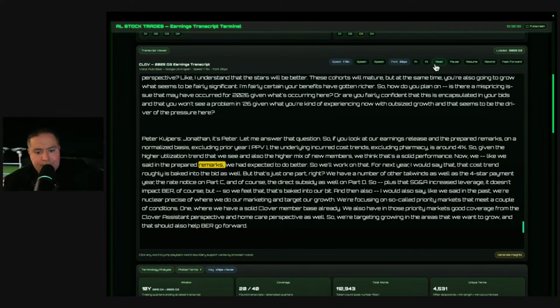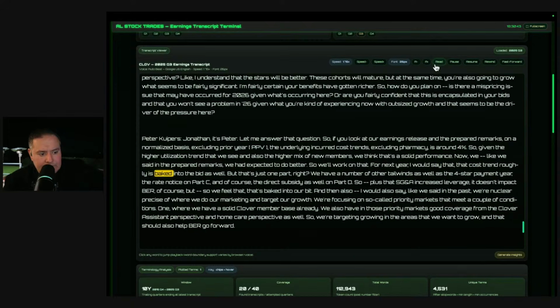Like we said in the prepared remarks, we had expected to do better, so we'll work on that. For next year, I would say that cost trend roughly is baked into the bid as well, but that's just one part, right? We have a number of other tailwinds as well as the 4-star payment year, the rate notice on Part C, and of course, the direct subsidy as well on Part D. So, plus that SG&A increased leverage. It doesn't impact BAR, of course, but, so we feel that's baked into our bid.